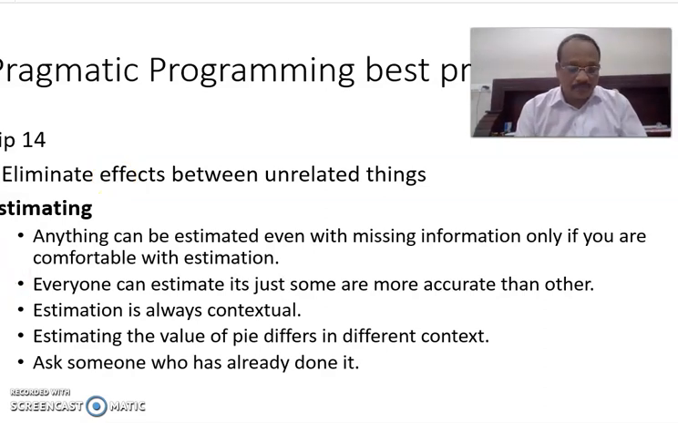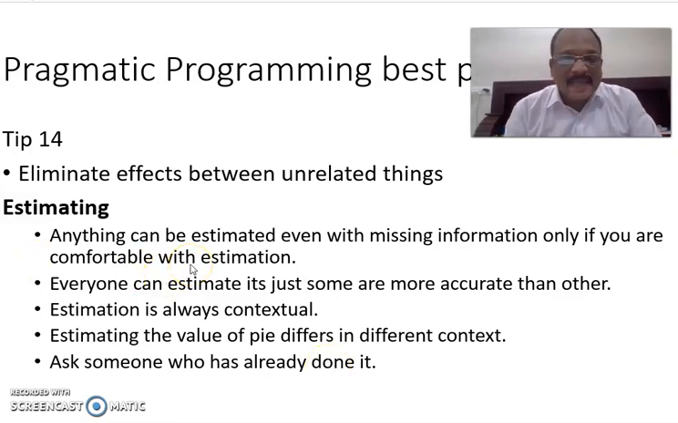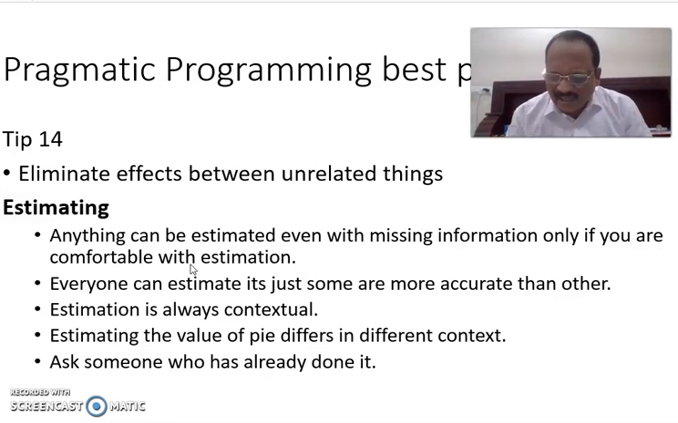Next, tip 14: Eliminate effects between unrelated things. This is related to orthogonality. Otherwise, when you make a change in one place and it affects another place, the problem will be high. So eliminate effects between unrelated things.